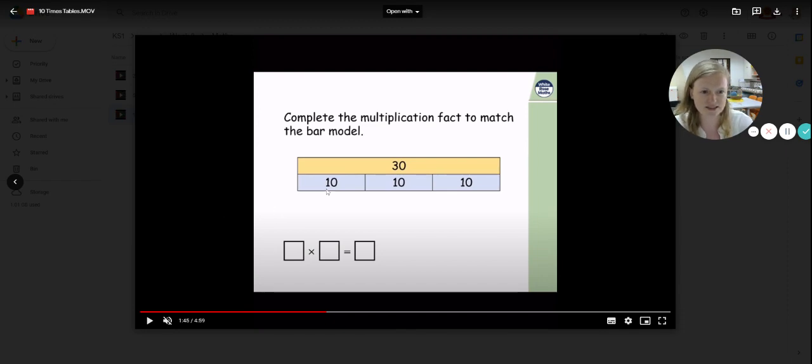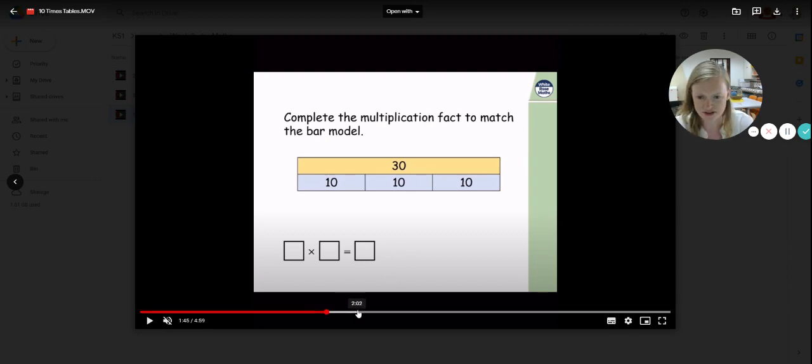Shall we count them in tens together just to remind ourselves? 10, 20, 30. The 3 10s together make up 30. We have divided 30 into lots of 10s. So how can we fill out our multiplication sentence to match this bar model? We've just said it. 3 lots of 10s. 3 multiplied by 10 equals 30. Or we can also say 10 3 times equals 30.